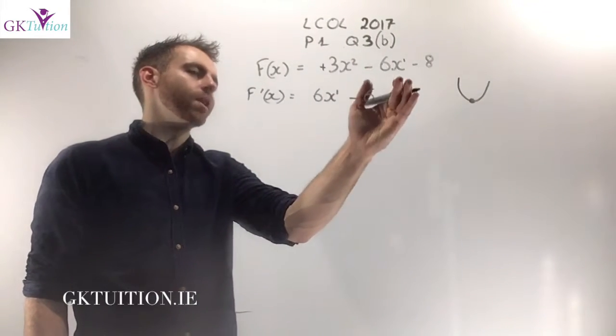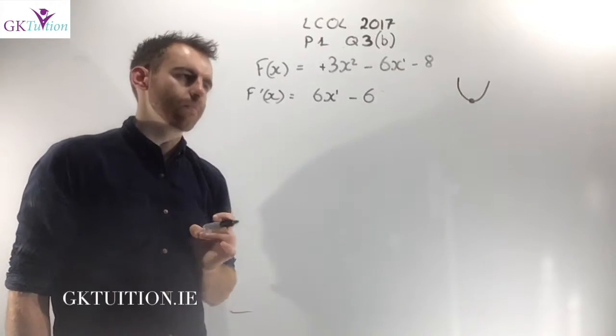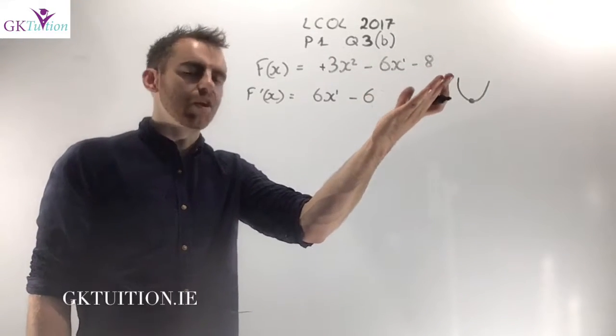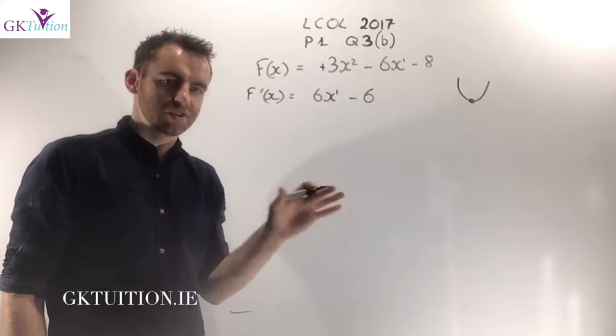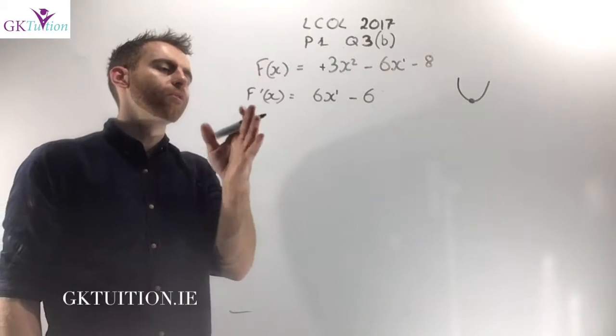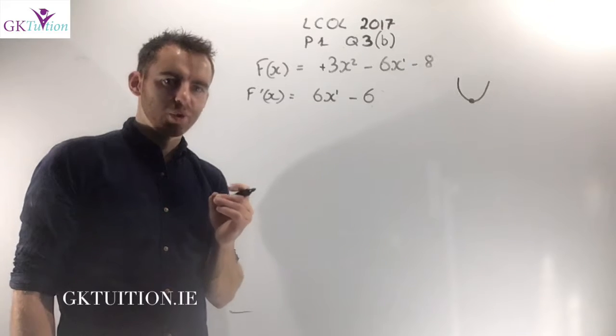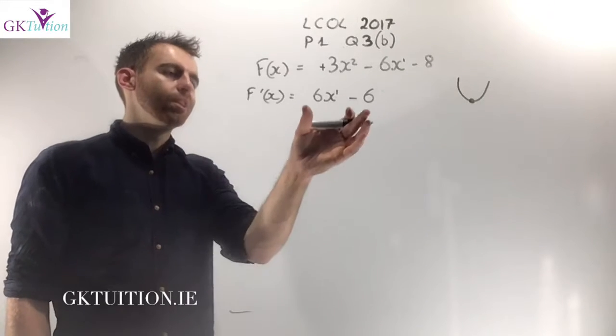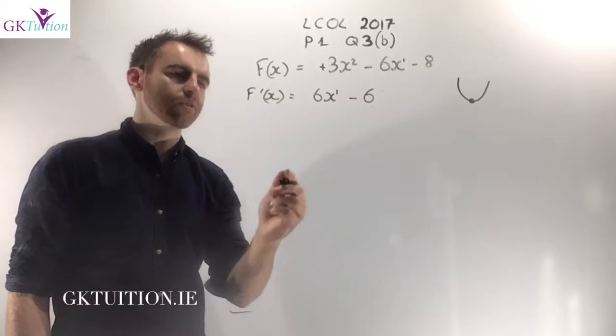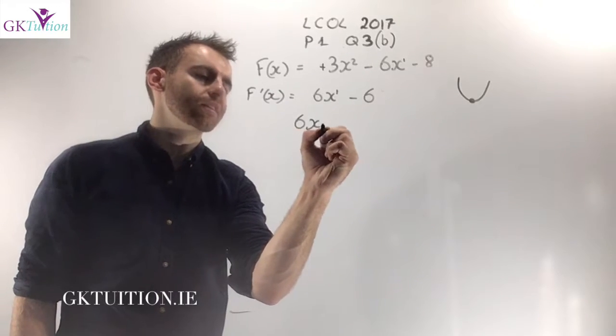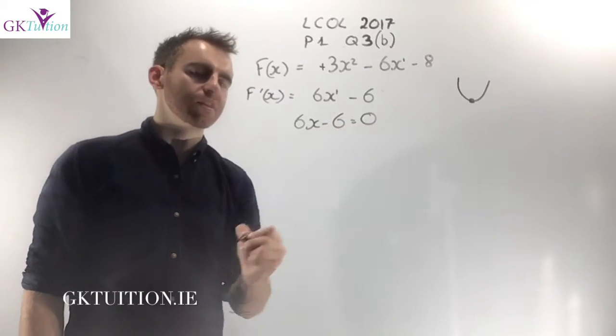So the derivative of minus 6x is just minus 6. And then this one doesn't have an x at all, so the derivative of minus 8 is just 0. So the first derivative is 6x minus 6. And in order to identify where the turning point exists, we need to let the first derivative equal to 0. So I can just say that 6x minus 6 is equal to 0.